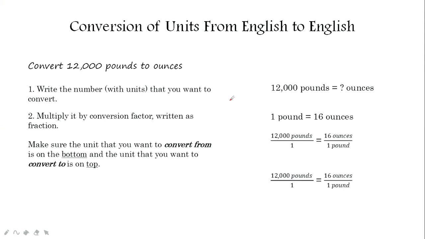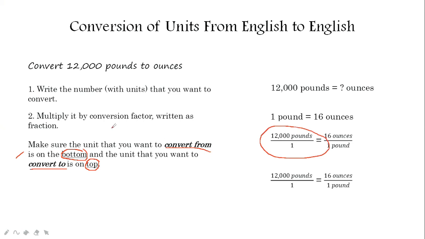Okay. So, make sure the unit that you want, okay, always remember this. This is the most important of all. As long as you know this, you won't get confused, okay? So, make sure the unit that you want to convert from is in the denominator, or the bottom, okay? And the unit that you want to convert to is on top. So, it's the numerator. Okay? First, put the number that you want to convert. That is 12,000 pounds. Here it is. Even without the over 1, it's the same.